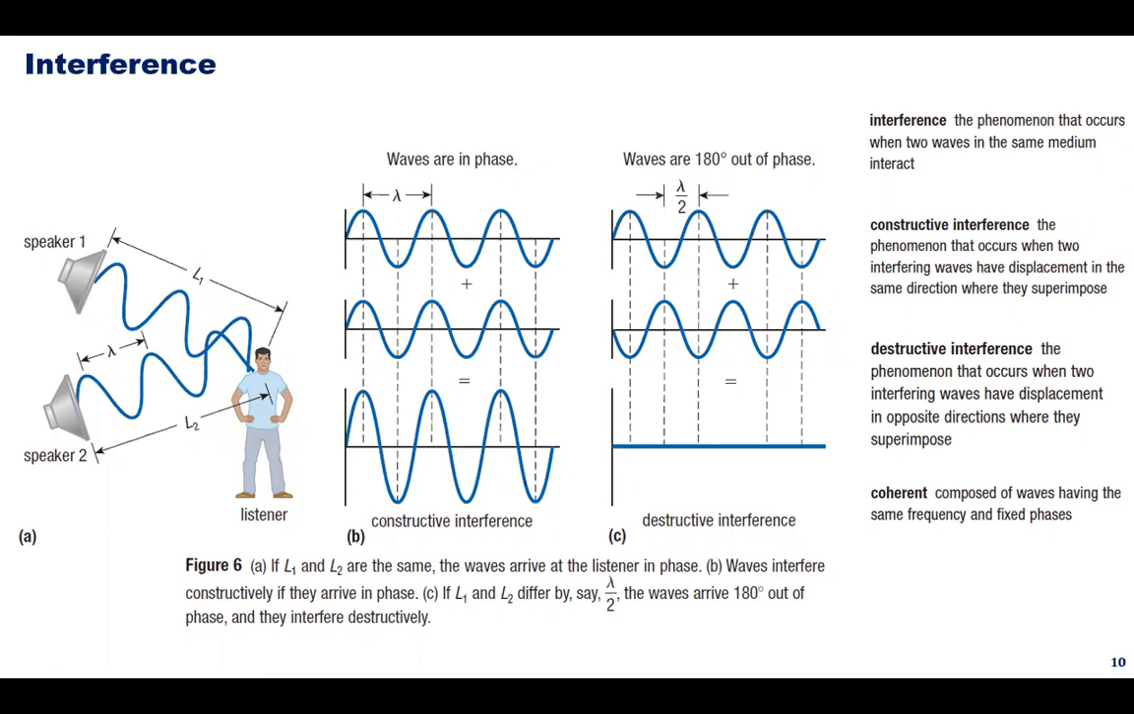On the other hand, consider two waves that differ in phase by 1/2 of lambda, which is 1/2 of the wavelength, shown here in figure 6c. The crest of one wave coincides with the trough of the other wave. This corresponds to a phase difference of 180 degrees, right? So in this case, the two waves combine and produce a resulting wave with an amplitude that is smaller than the amplitude of either of the two individual waves. This phenomenon is called destructive interference.